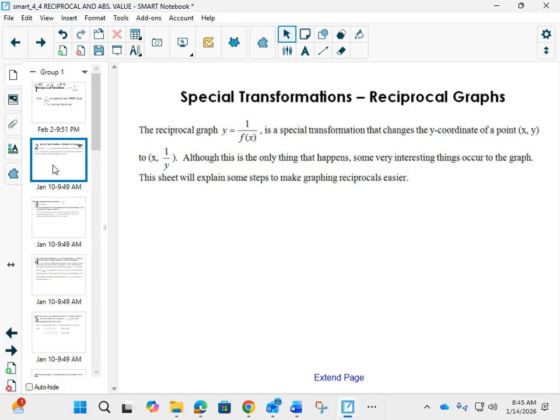And although this is super simple, it does create some interesting graphs that are quite different. And some of you have already recognized in doing your exam reviews that this was one of the things that you ran into, and you were like, have we done this? The answer was no, but we're going to do it today, and it should make sense. So here's the simple idea. Any point on your original graph will change to 1 over y. But some interesting things happen.